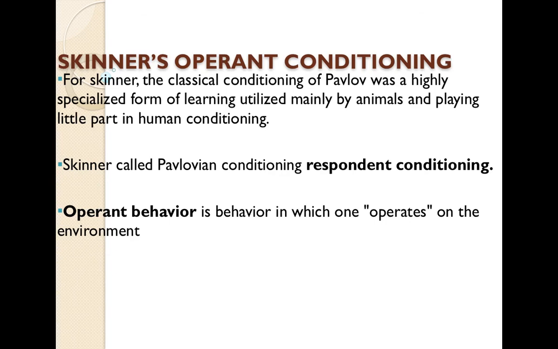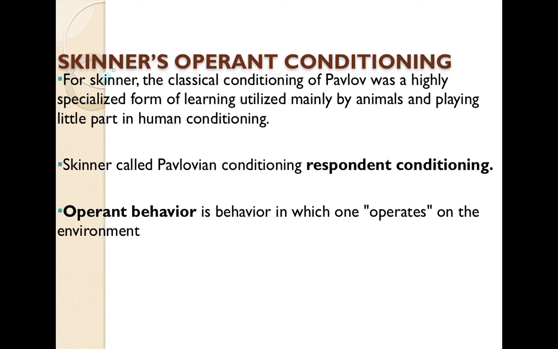Now we move to Skinner's operant conditioning. For Skinner, the classical conditioning of Pavlov was a highly specialized form of learning utilized mainly by animals and playing little part in human conditioning. Skinner comes to see that Pavlov's classical conditioning works more on animals than humans. That's why he comes to add certain things to behaviorism, and he is called a new behaviorist by certain psychologists like Anderson, for example, and Ausubel.